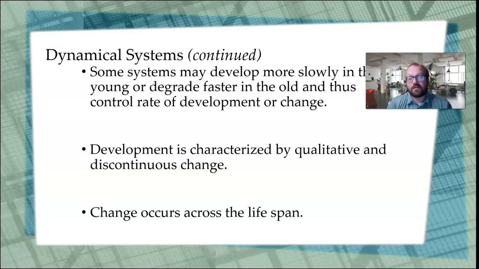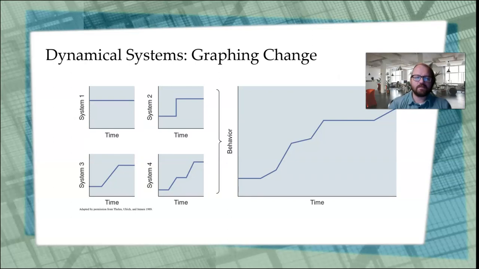Some systems develop slower while others speed up. Okay. So think about, you might have coordination but not strength. And this was characterized by the qualitative and discontinuous change. And this occurs across a lifespan. So here's some examples. Okay, so there's 4 systems to the left, and they move at different times. There might be development in some, others maybe not so much development. But look over to the right. All these systems come into play to expedite development.